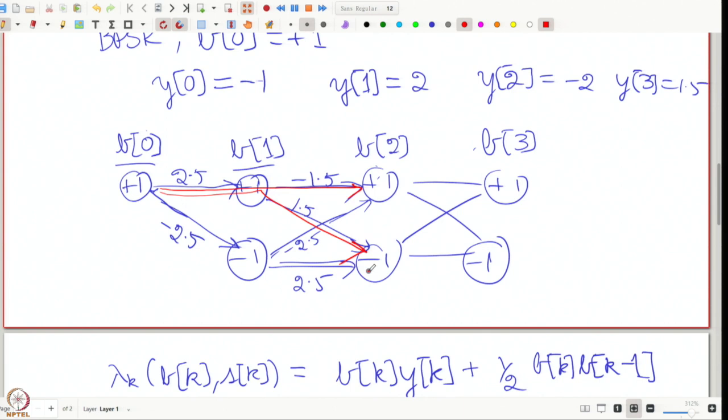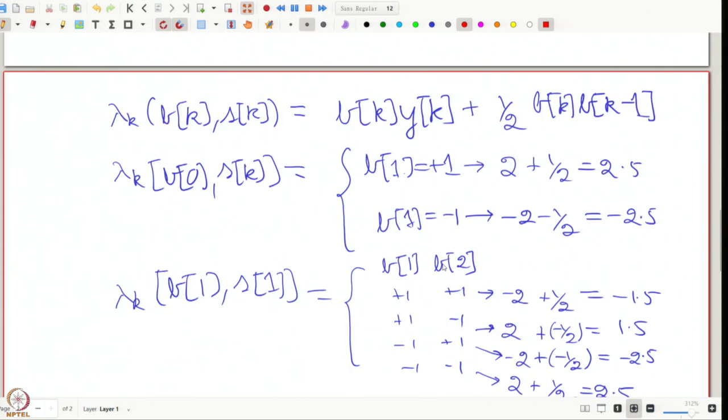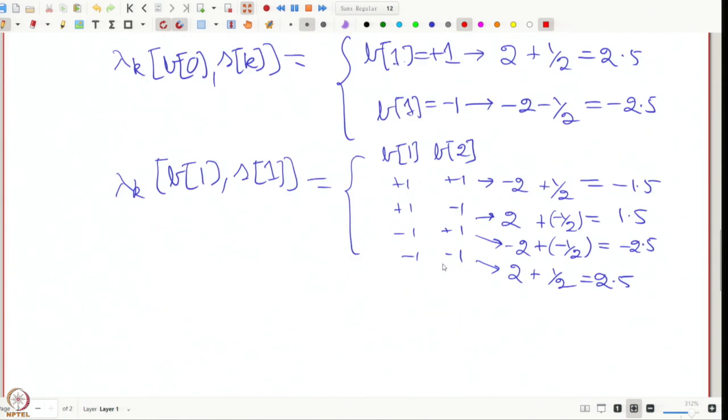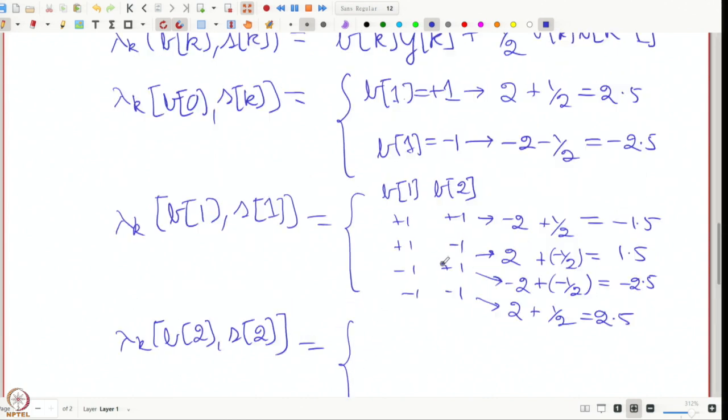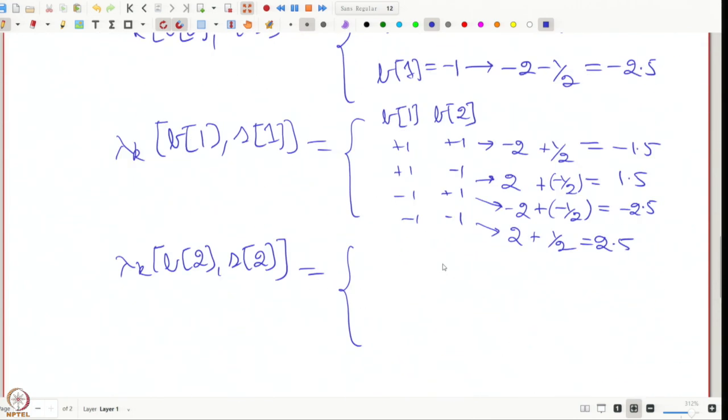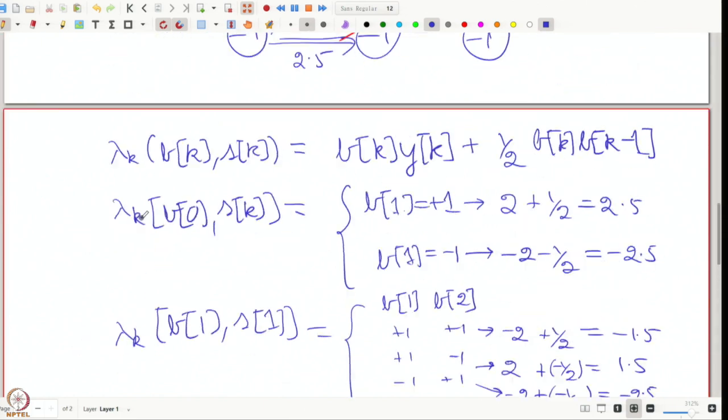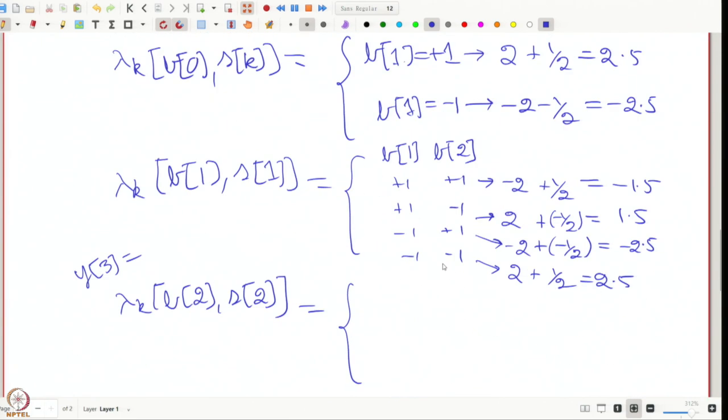Let us just do one more step. Okay, Y3 is 1.5. Let me now do lambda k, P2, S2. That is, this metric indicates what we go to the next. Okay. Now let us do the same thing. I'm just going to write my y. My y3 is 1.5. I have to check the sign. y3 is 1.5.